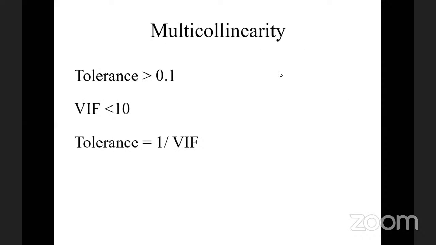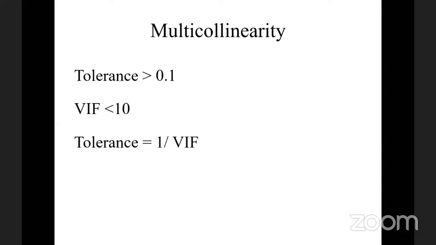Then multicollinearity. Multicollinearity means tolerance value should be greater than 0.1, and VIF, variance inflation factor, its value should be less than 10. Tolerance is basically the reciprocal of VIF. So through VIF we can check the multicollinearity.